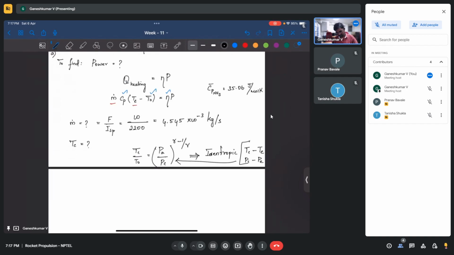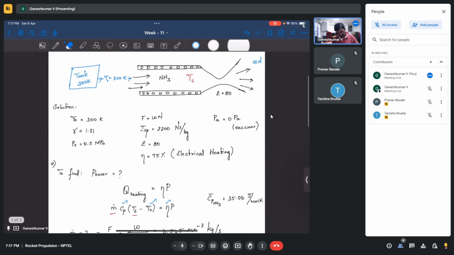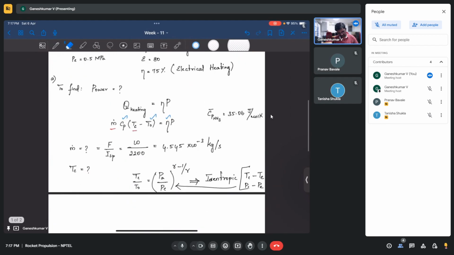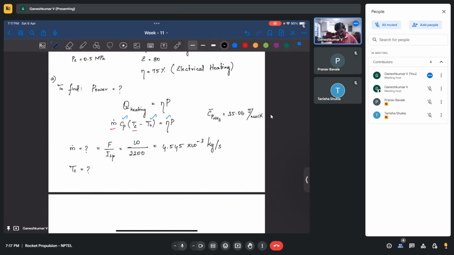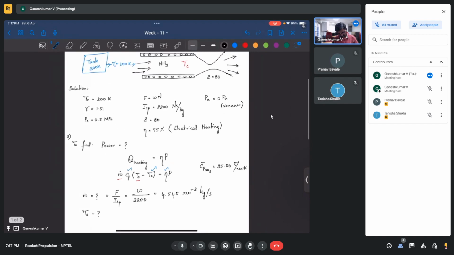So, is that clear why it is not possible to use this equation? One thing is T naught is at a different place, and P ambient is not equal to P exit. Those are the two reasons. So if you cannot use this formula, how do we find Tc?